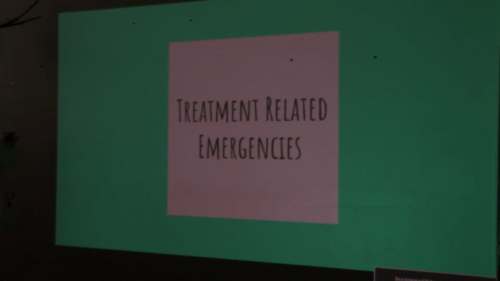So next is treatment-related emergencies. These are hypersensitivity and anaphylaxis, and these would be occurring in giving chemo, which we do give on the floor. So definitely, even if you're not giving it, it's important to know. You can have delayed reactions to medications, so always good things to be looking out for.